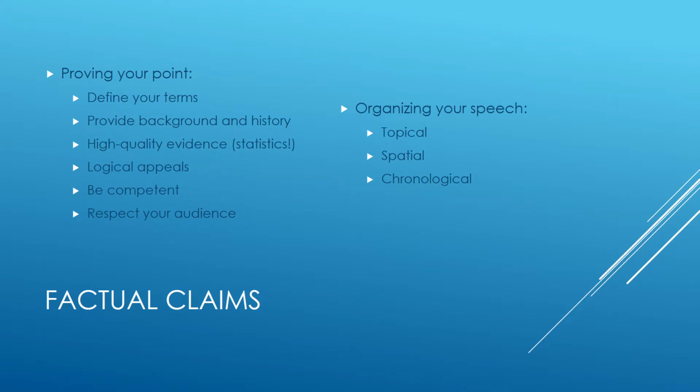To build an argument around a factual claim, you will want to make sure that you define your terms, that you provide background and history, and that you have high quality evidence. It seems in the research on this type of claim that statistics tend to sway audiences in your general direction, so that is something to keep in mind. You should also use logical appeals, which we will discuss more in the next lecture, or logos. And that you are competent, and that you are respectful of your audience. The three most common ways to organize a speech with a factual claim are topical, spatial, or chronological. So these are three different types of outlines that you should understand or be used to seeing at this point, since you have used these for your last two speeches.